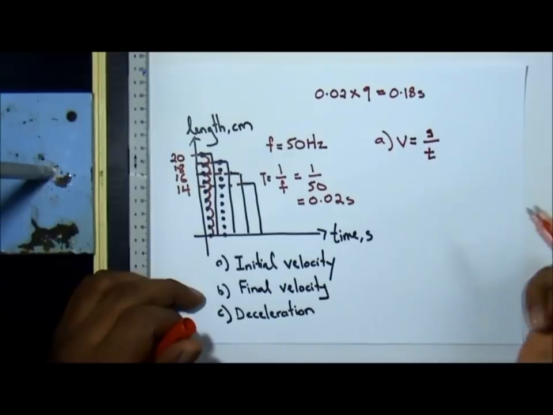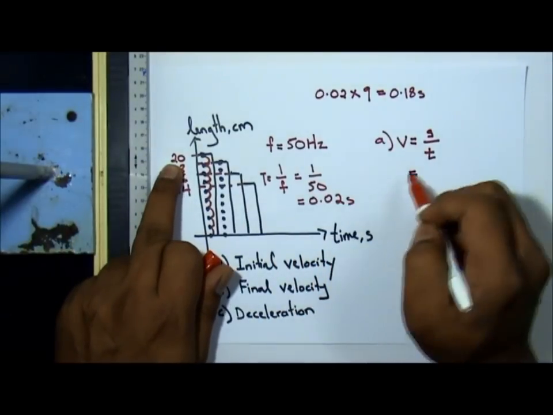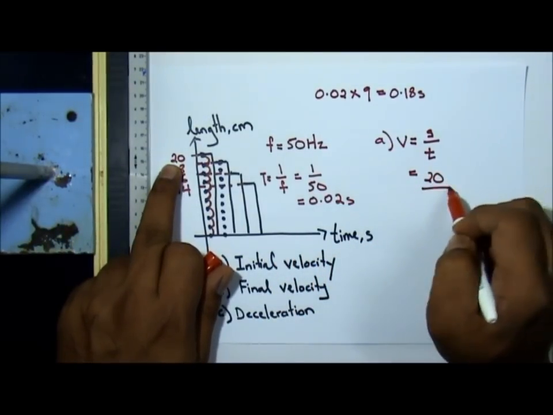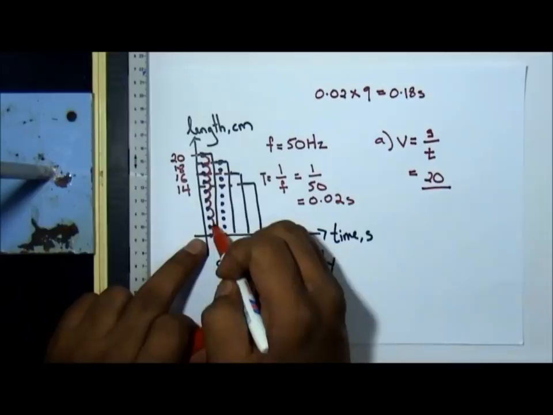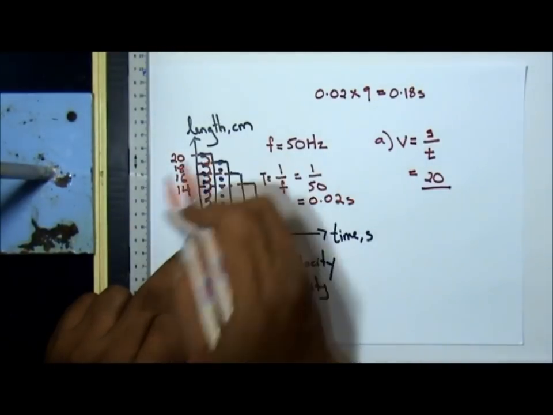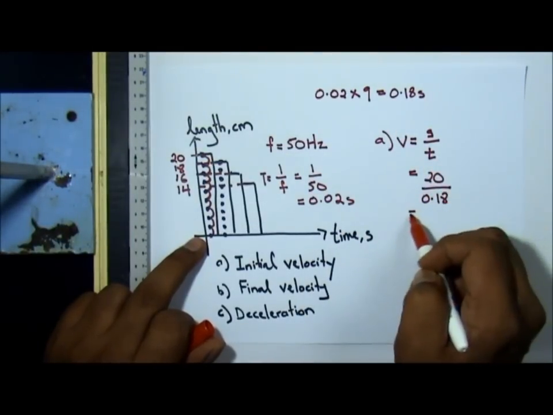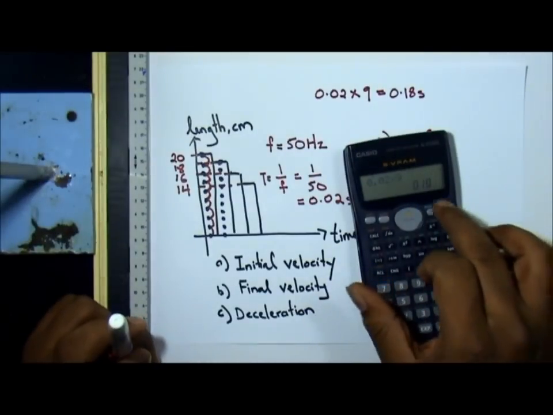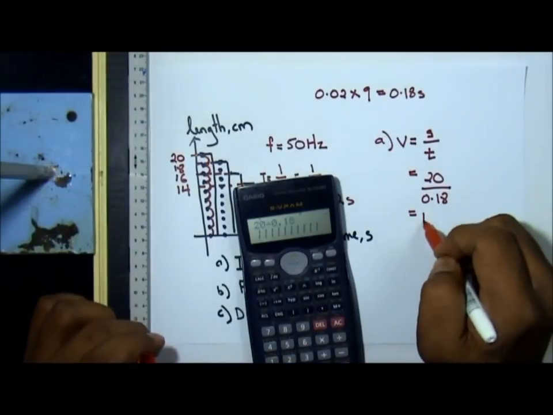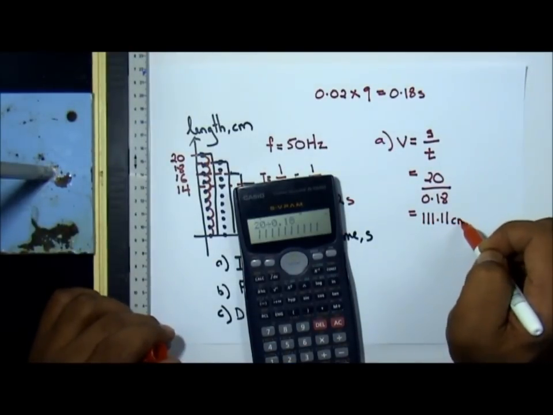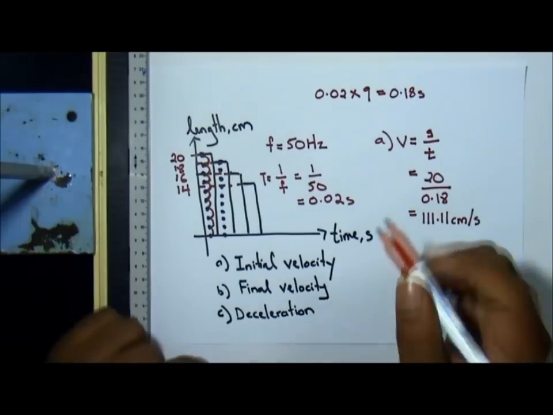displacement over time. Now, your displacement over here is given to you as 20 centimeters. Okay? And over here, your time, as I said to you, for this one strip that you have with 10 dots and 9 intervals. You must count how many intervals you have. You divide by 0.18. Now, if you take 20 and you divide by 0.18, you will obtain 111.11 centimeters per second. Okay? Now, correct to 2 decimal points.